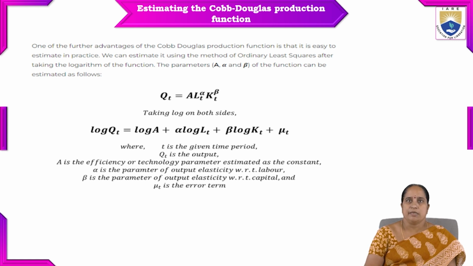Qt is equal to A Lt to the power of alpha Kt to the power of beta. Taking log on both sides, log Qt is equal to log A plus alpha into log Lt plus beta into log Kt plus mu t. Where t is the given time period, Qt is the output, A is the efficiency or technology parameter estimated as the constant, alpha is the parameter of output elasticity with reference to labor, beta is the parameter of output elasticity with reference to capital, and mu t is the error term.